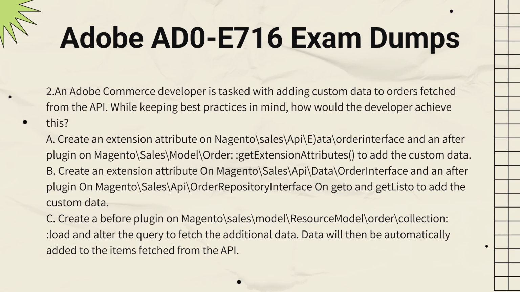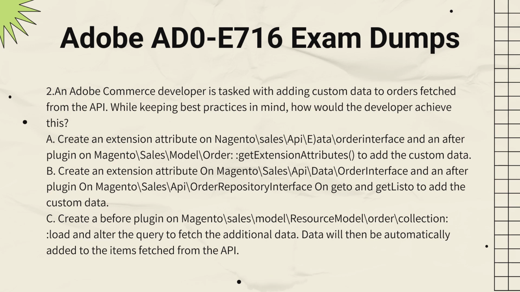2. An Adobe Commerce developer is tasked with adding custom data to orders fetched from the API. While keeping best practices in mind, how would the developer achieve this? A. Create an extension attribute on Magento\Sales\Api\Data\OrderInterface and an after plugin on Magento\Sales\Model\Order::getExtensionAttributes to add the custom data. B. Create an extension attribute on Magento\Sales\Api\Data\OrderInterface and an after plugin on Magento\Sales\Api\OrderRepositoryInterface on get() and getList() to add the custom data.